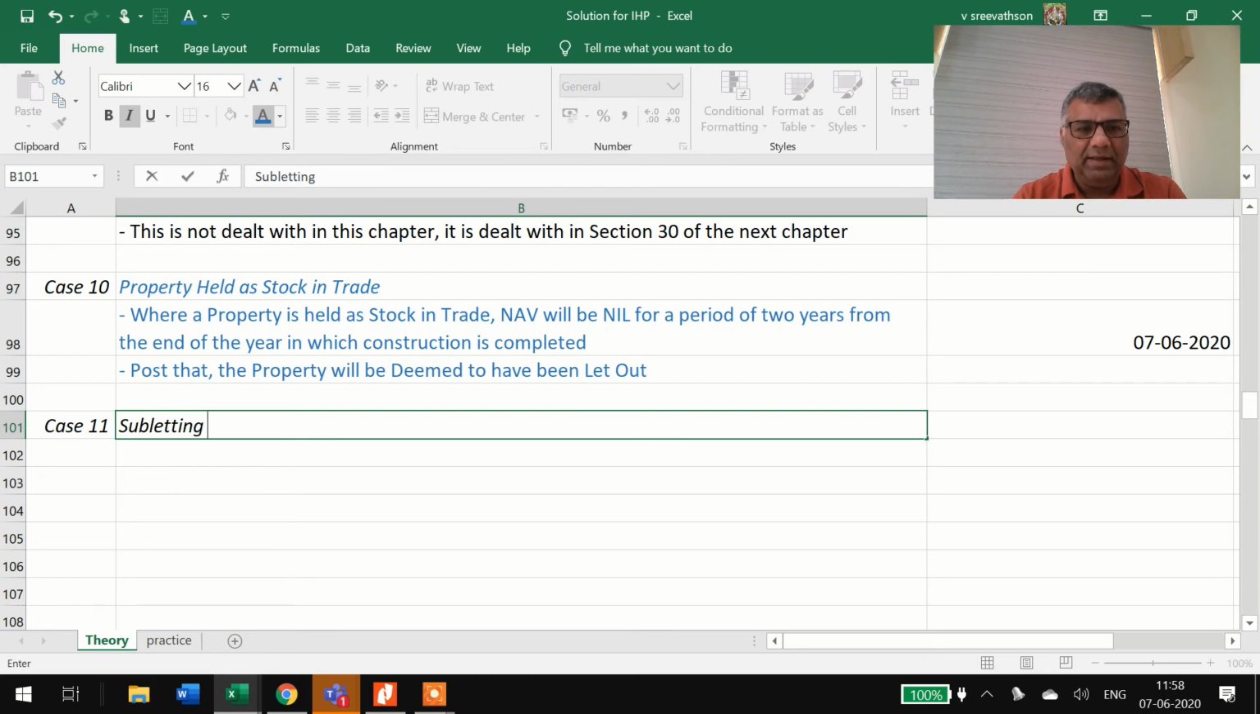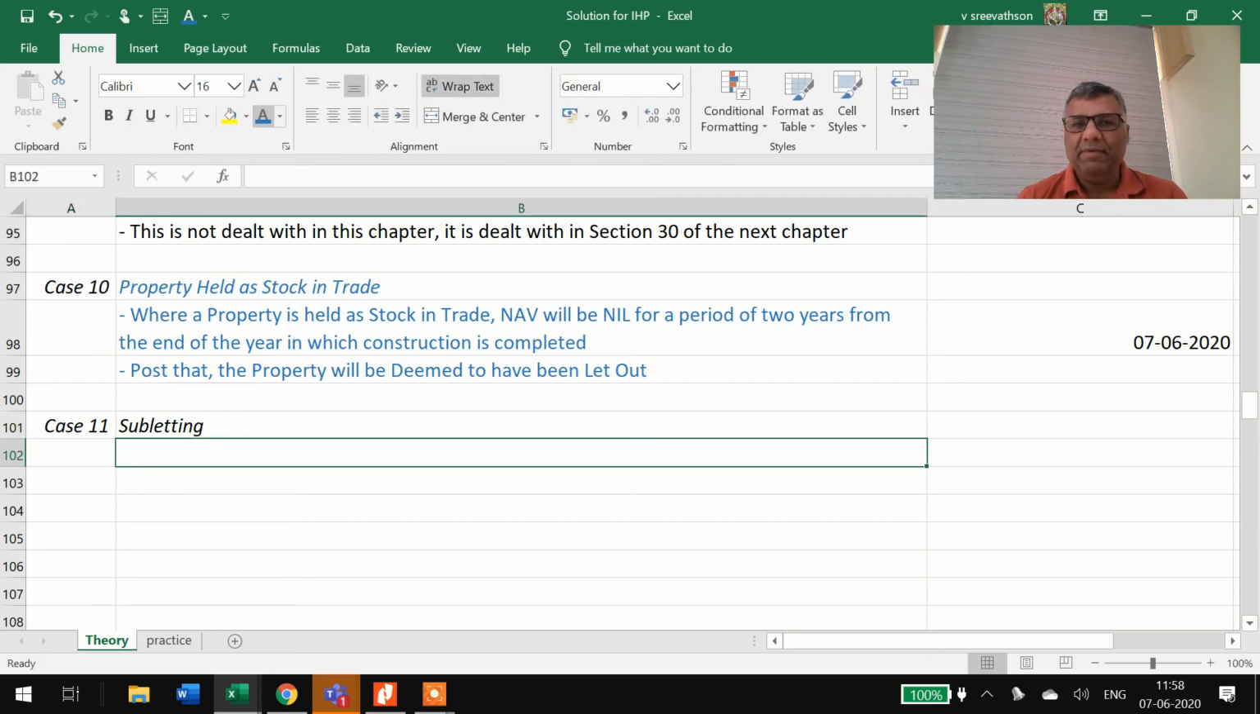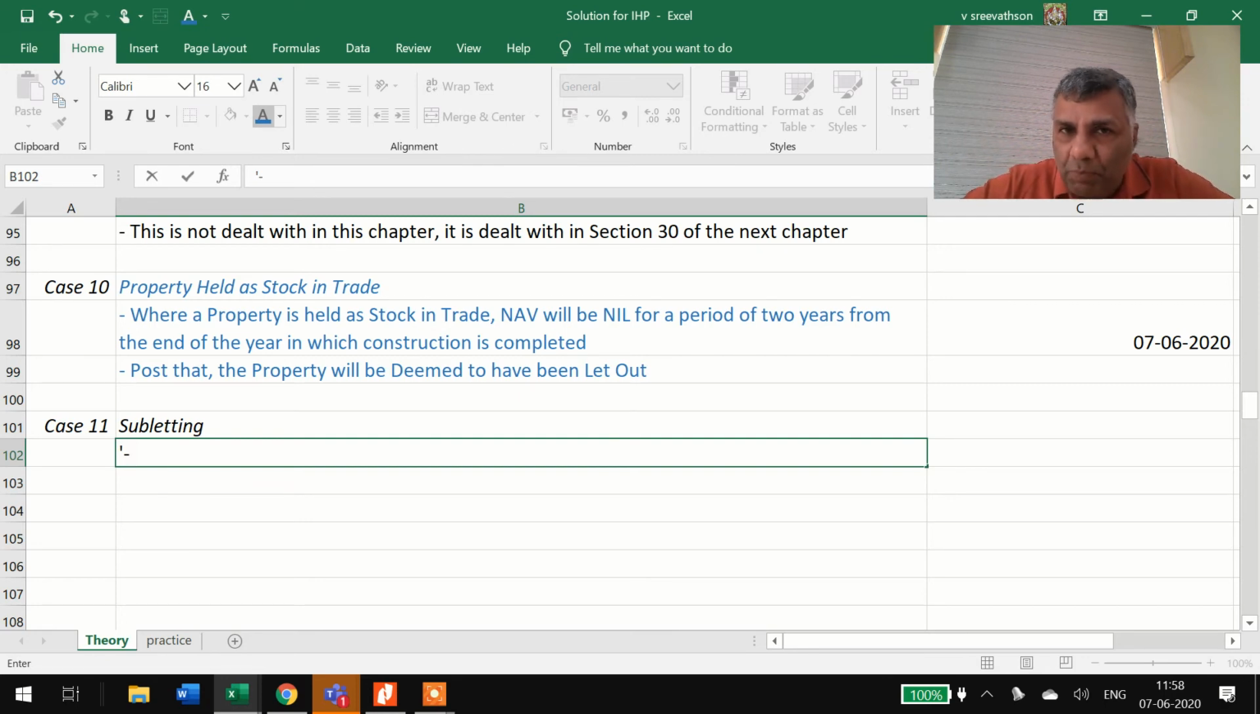Subletting. Case 11. What is subletting? Subletting is when the owner gives the property on rent to someone, and that person in turn lets it out to another person.